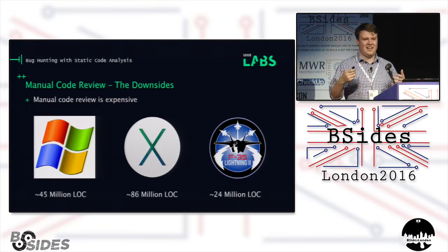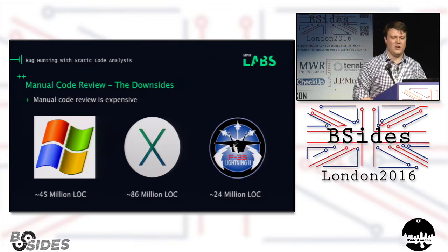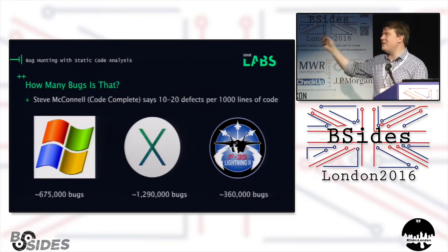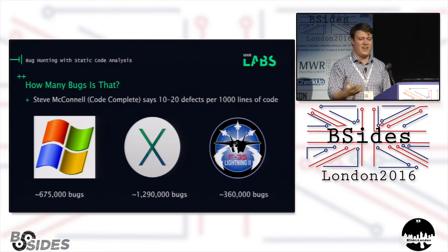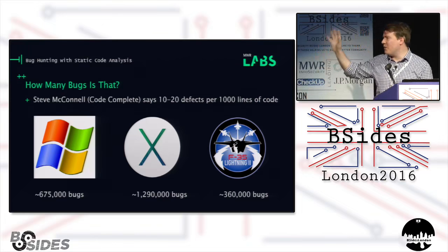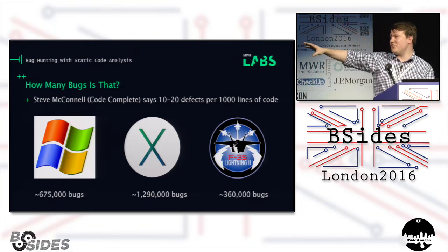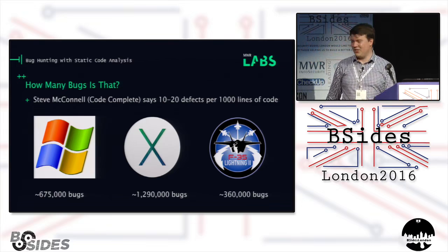And paying a security consultancy to sit down and read through 86 million lines of code to try and find bugs in it is a really expensive way of doing it. And to give you an idea of how many bugs that might be, Steve McConnell, who wrote Code Complete, estimates 10 to 20 defects per 1,000 lines of code. Seems a little high to me, but we'll go with that anyway, which means Windows we're looking at about 700,000 bugs, about 1.3 million for Mac OS X, and our brand spanking new fighter is going to have somewhere between 300,000 and 400,000. And that's a lot of bugs.